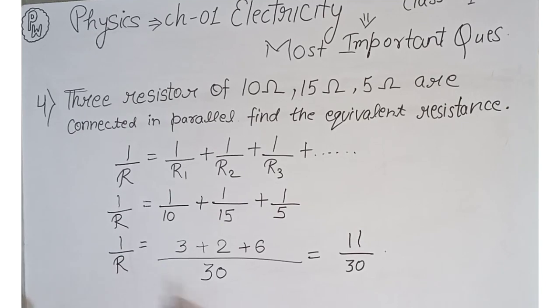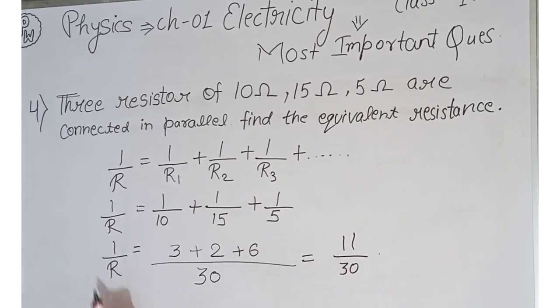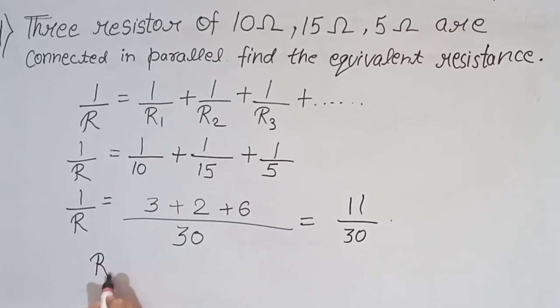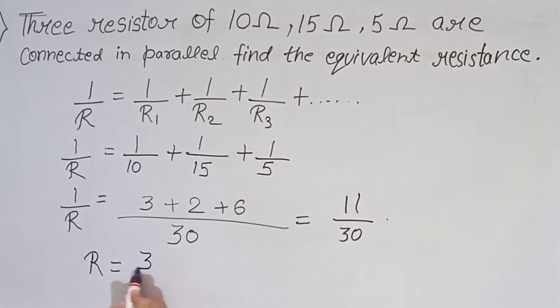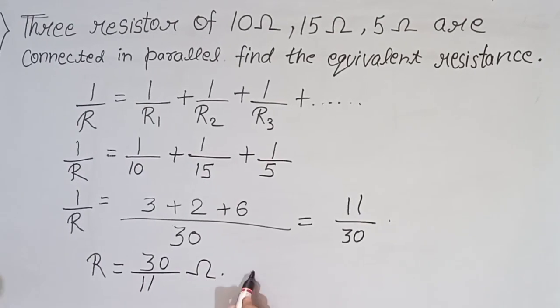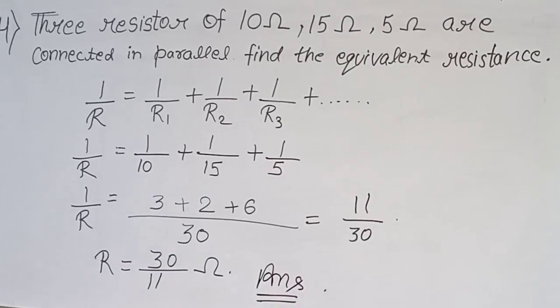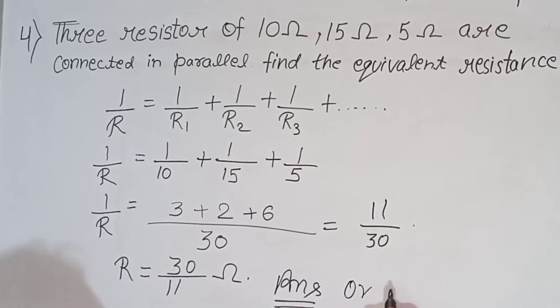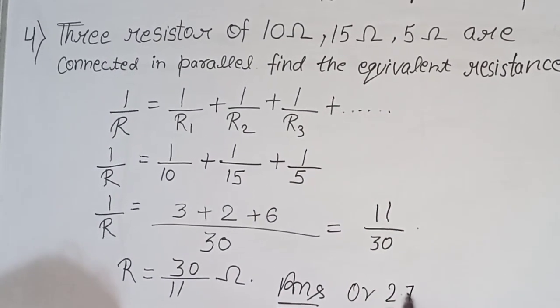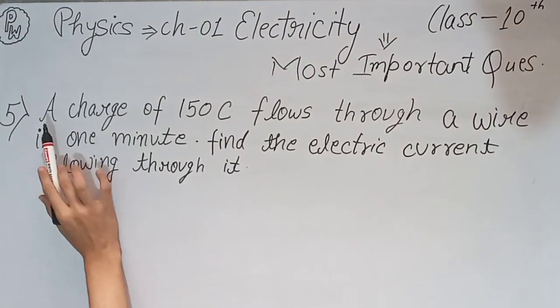Here it will be 1 upon R. So take the LCM of 10, 15 and 5. It will be 30. Then solve it. It will become 11 upon 30. So the value of 1 upon R equals 11 upon 30. So the value of R is 30 upon 11 ohm, which is your answer. Or you can divide 30 by 11 and your answer will be 2.7 ohm.